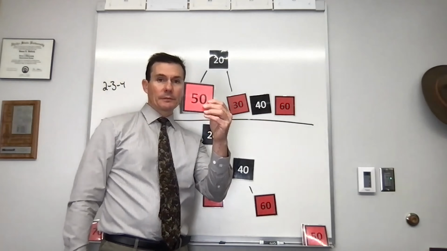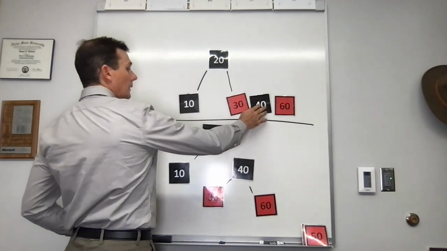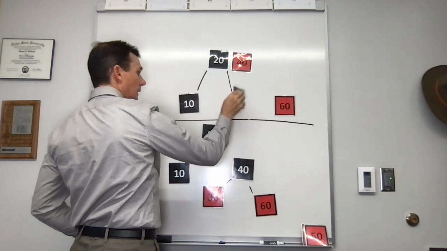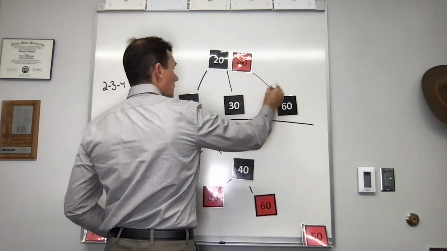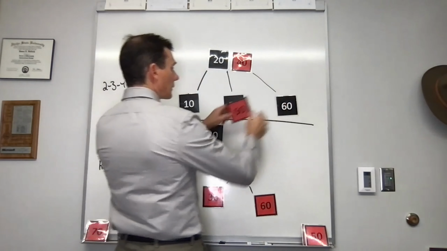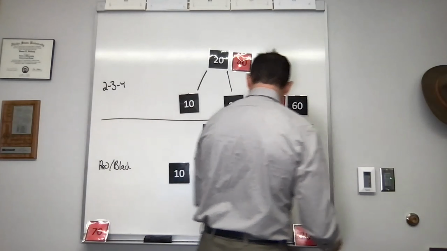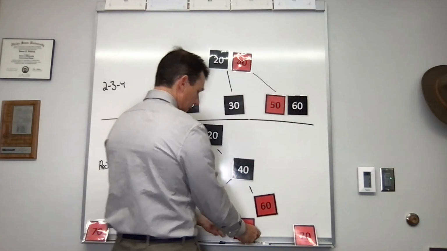Now I'm going to put in 50. 50, oh, this is full. So therefore, I promote this up to red. These become black. And we go here. And then I'm going to insert 50 to the right. So I'm going to go 50, dink, dink, and then right here.